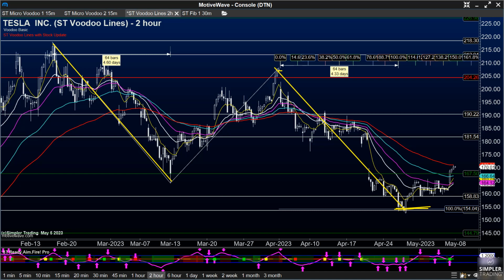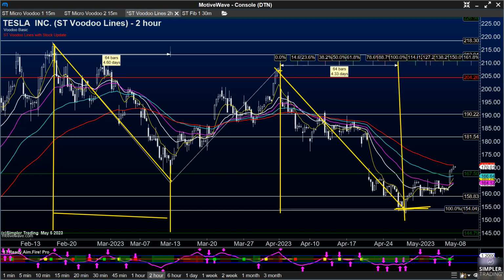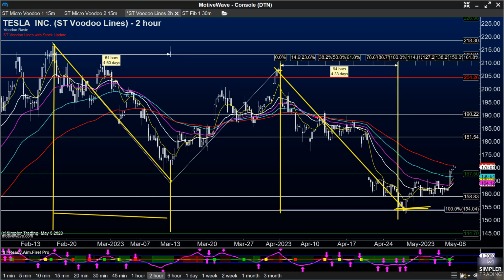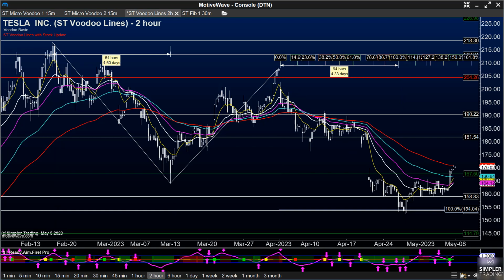Now, if we also measure the time spent in this initial decline, and then project that forwards from the time we made the high back here at the start of April, we'll notice that the move into last week's low, again, was pretty much within a few 2-hour bars of where those two moves would be equal. And we note that because it is a good spot to often look for a reversal.